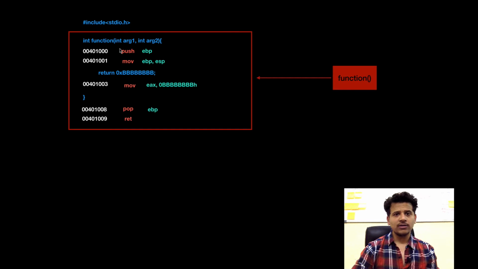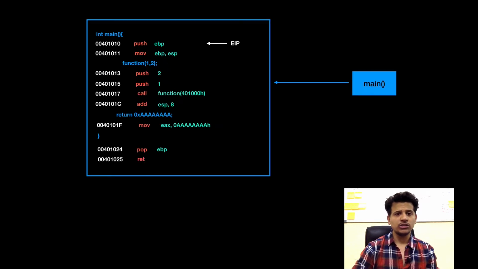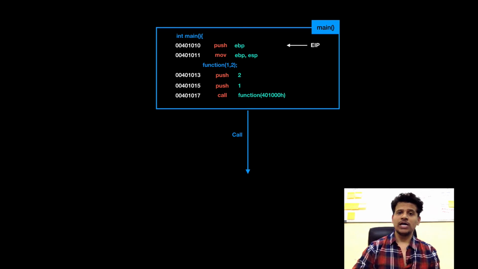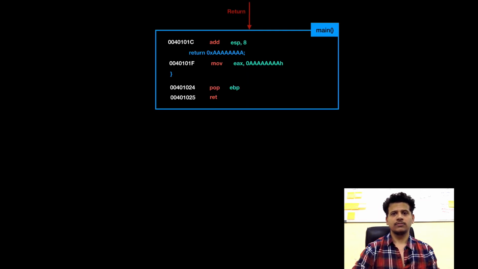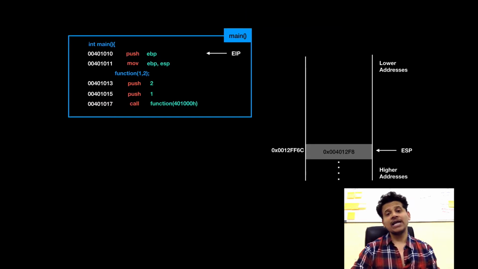Now this is our assembly language for the function, and this is our assembly language for main. Now let's look at the program flowchart. Main is calling the function. The function is returning to main, right? So we will start our execution from main.